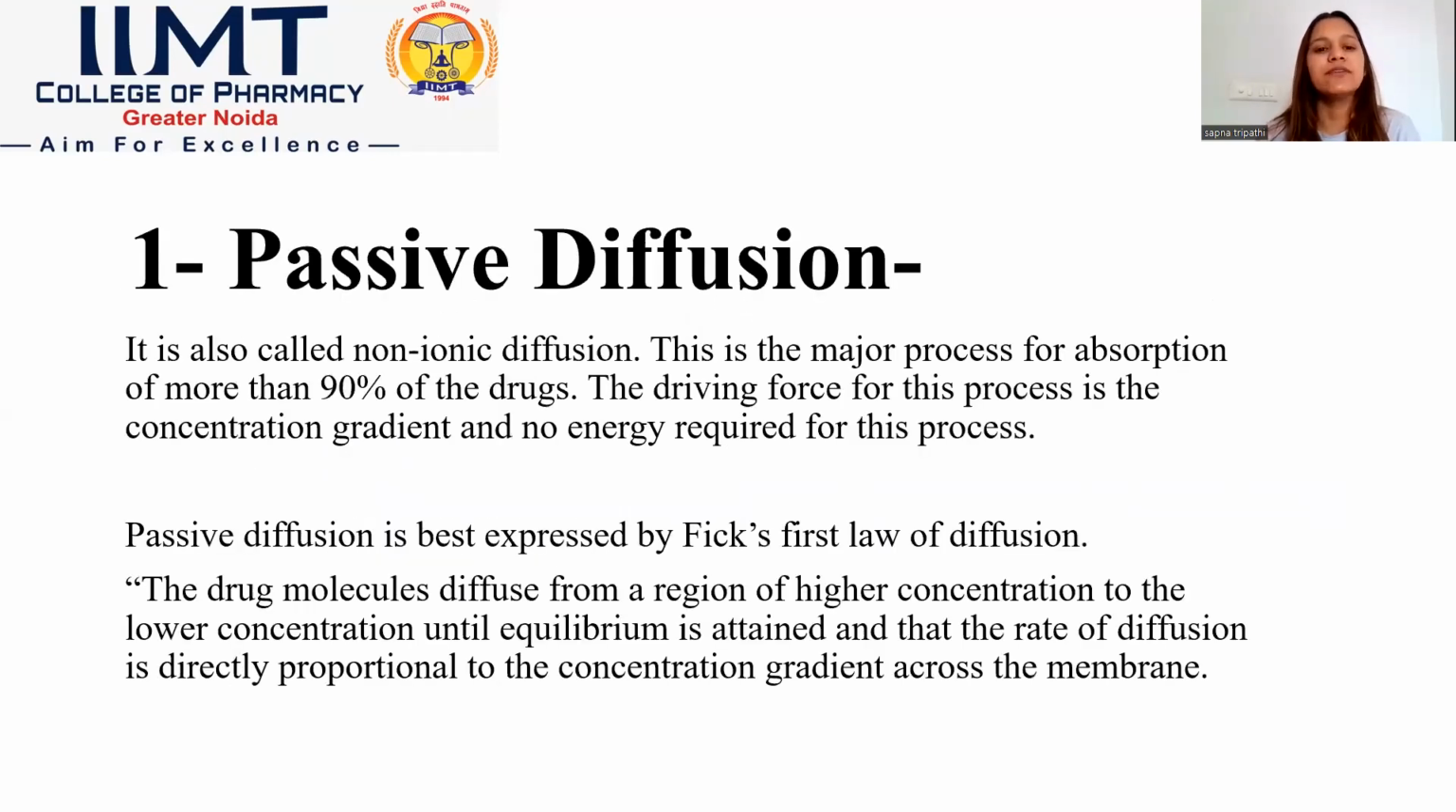First, we talk about passive diffusion. It is also called non-ionic diffusion. This is the major process for absorption of more than 90% of drugs. The driving force for this process is the concentration gradient and no energy is required. Passive diffusion is best expressed by Fick's first law of diffusion. Fick's first law states that drug molecules diffuse from a region of higher concentration to a lower concentration until equilibrium is attained, and the rate of diffusion is directly proportional to the concentration gradient across the membrane.